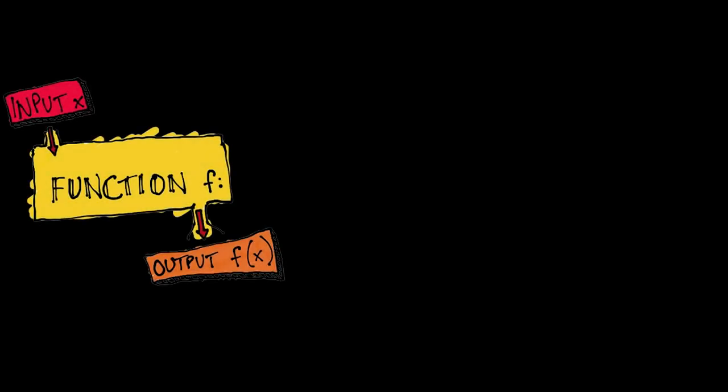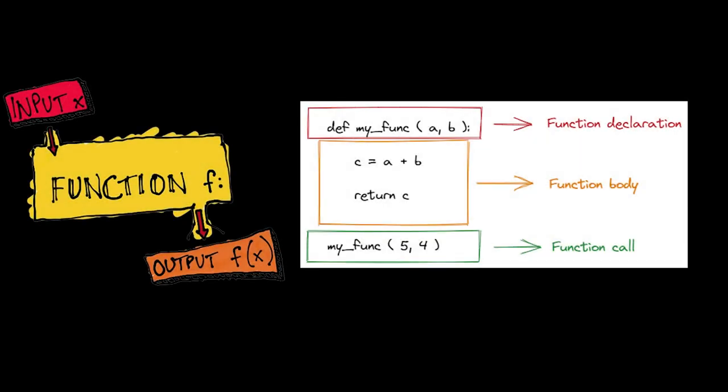A function is like a recipe. It's a set of instructions that performs a specific task when you call or use it. Functions help you organize your code into manageable chunks and avoid repeating the same code over and over again.